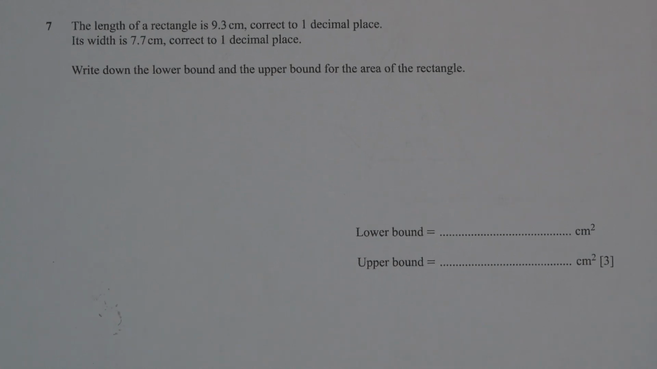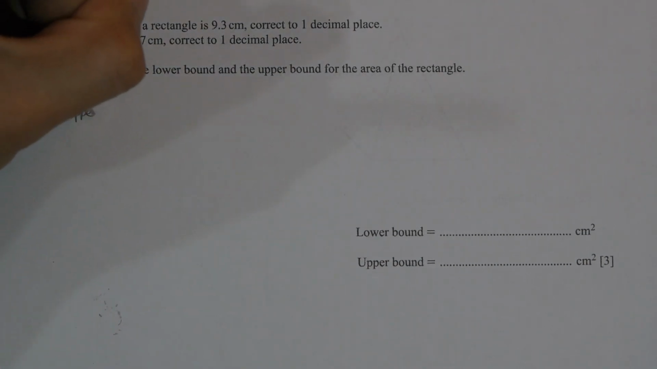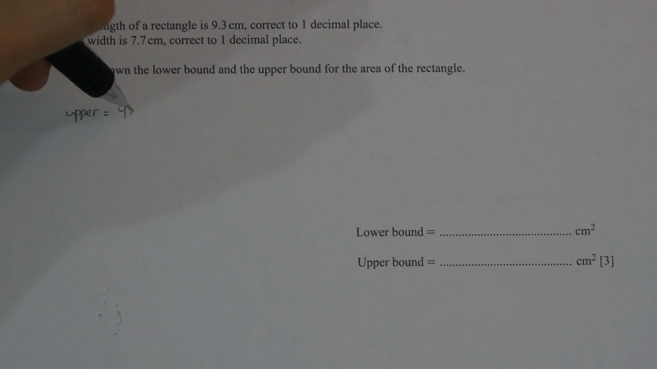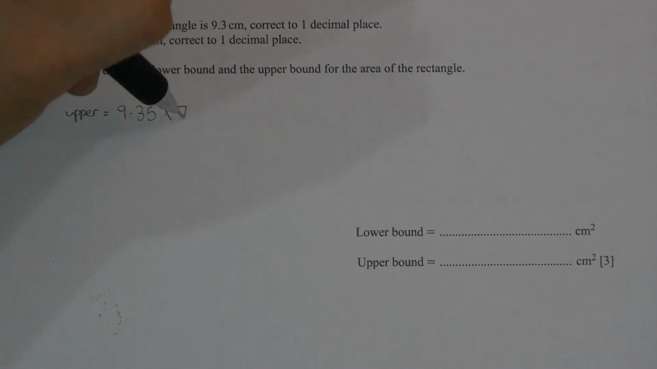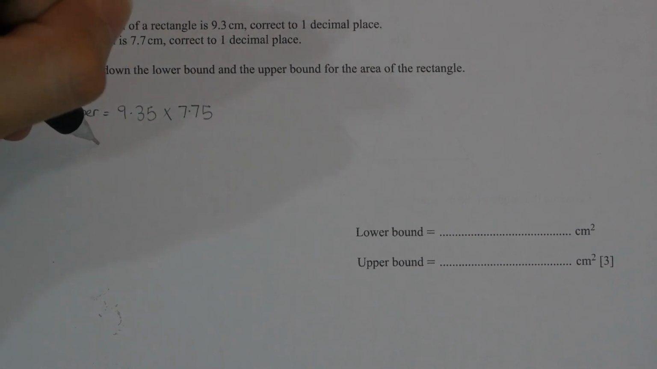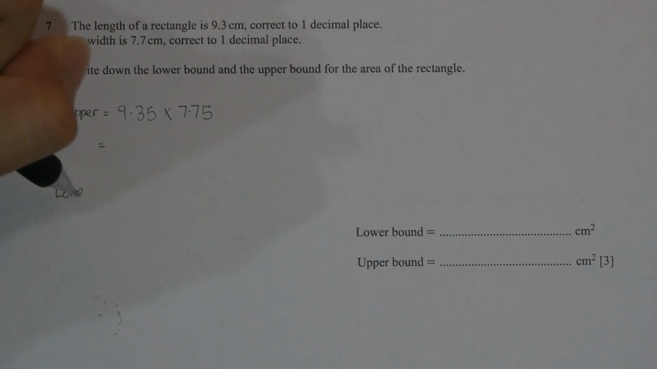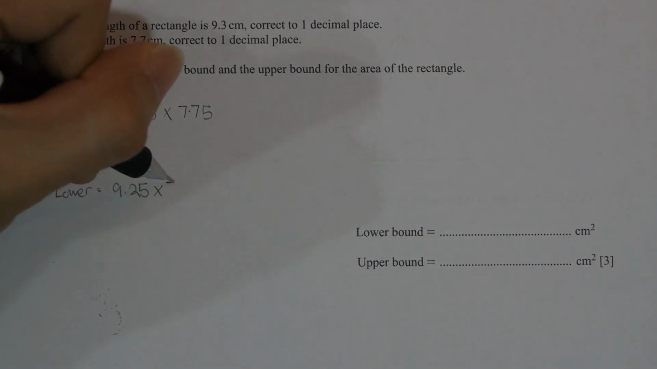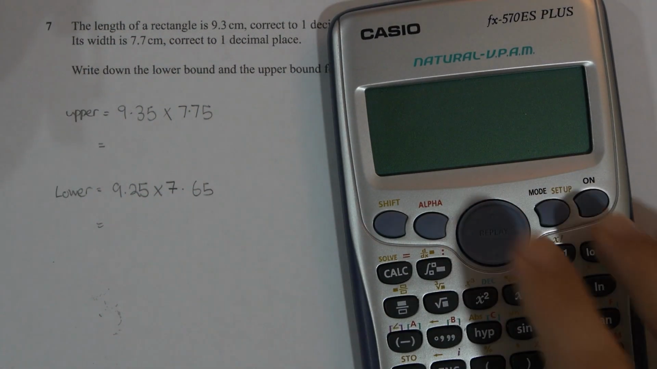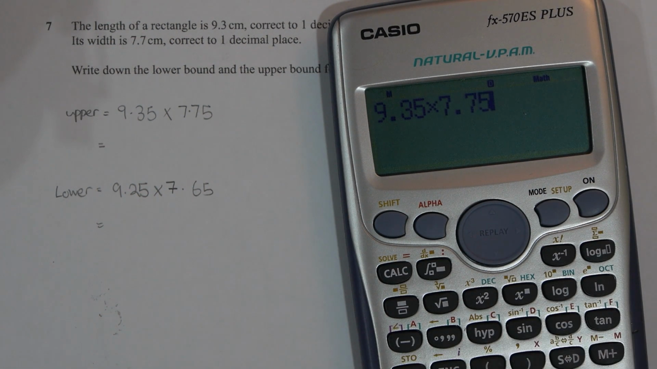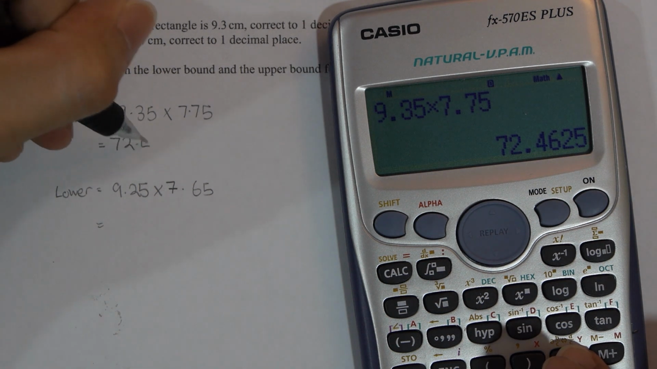For question 7, there's one thing you need to take note: the numbers given were corrected to nearest decimal. So for upper bound, all you need to do is plus 0.05 to both variables of the rectangle, and for lower bound, just minus 0.05 from them. By doing so, you'll be able to get the final answer.